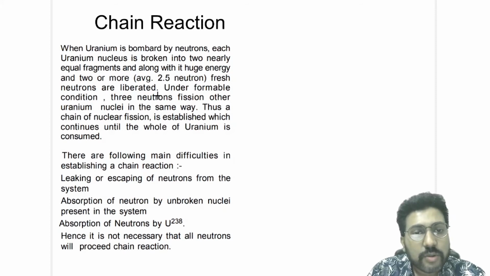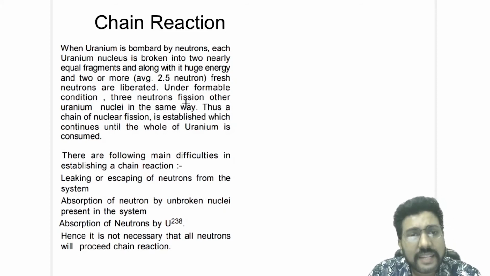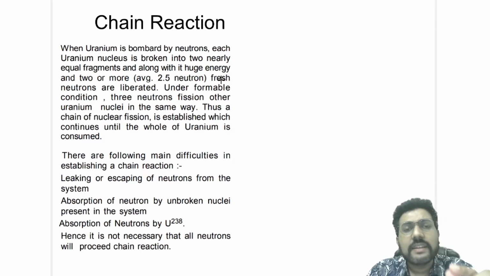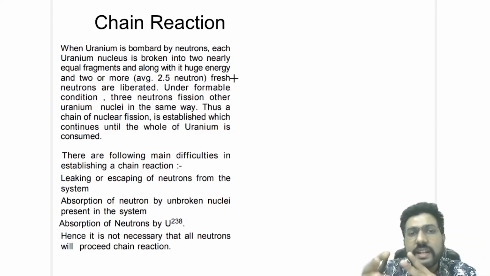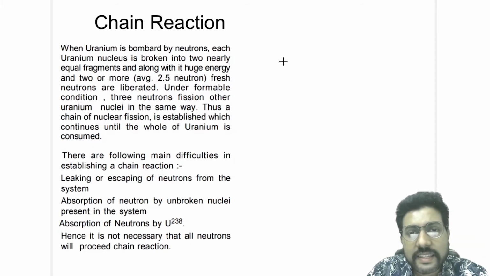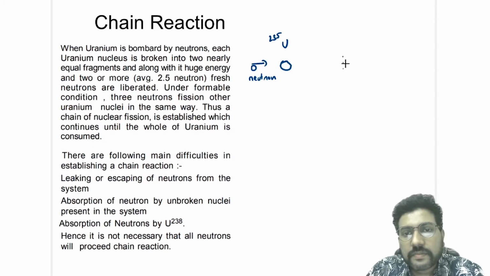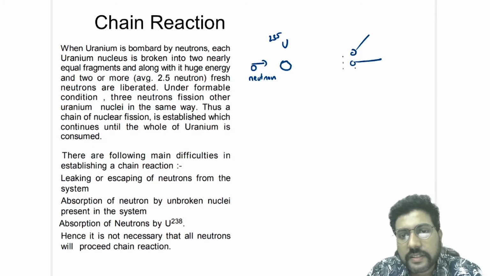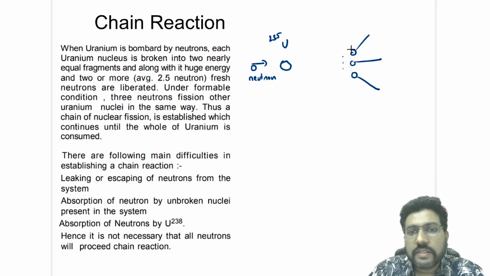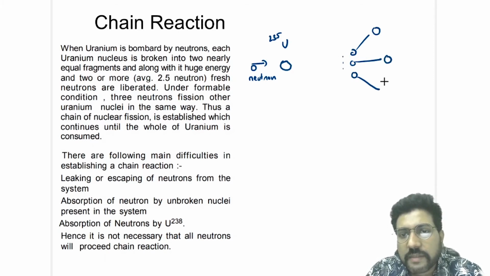Okay, so under suitable conditions, 3 neutrons fission other uranium nuclei in the same way. So we are assuming here that one fission is producing 3 neutrons, but we know that on an average 2.5 neutrons are produced. So what they're saying is, suppose this is the uranium-235 nucleus. Okay, so this is the uranium-235 nucleus, and first a neutron strikes. So this is the neutron and it strikes. Then 3 more neutrons are released. Now these 3 more neutrons can strike 3 more uranium nucleus.